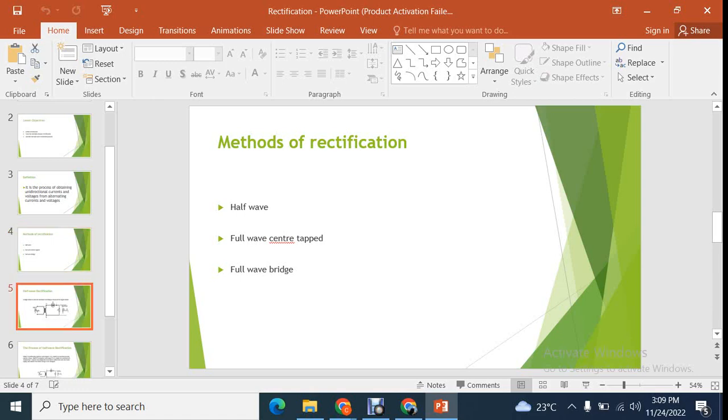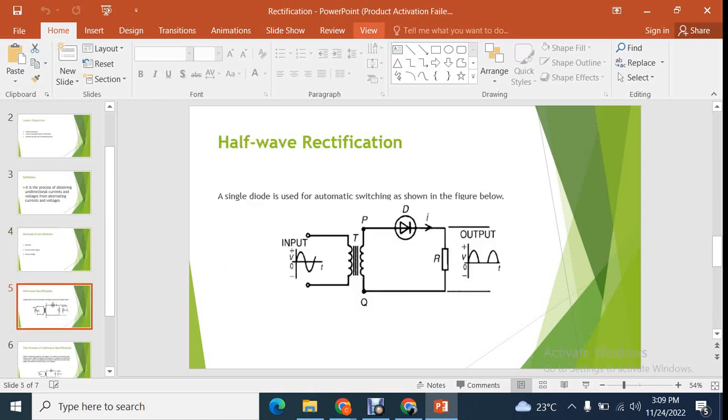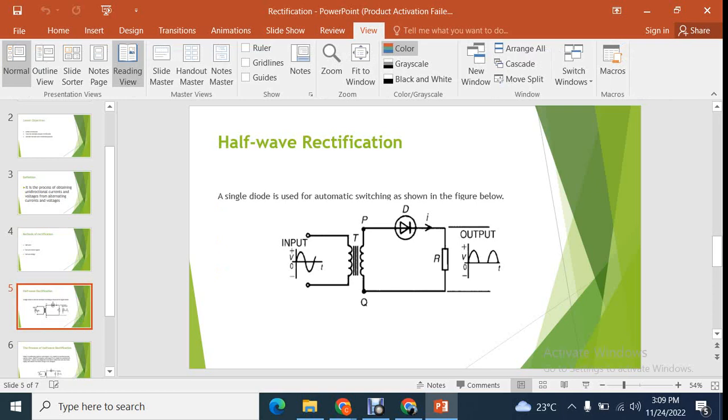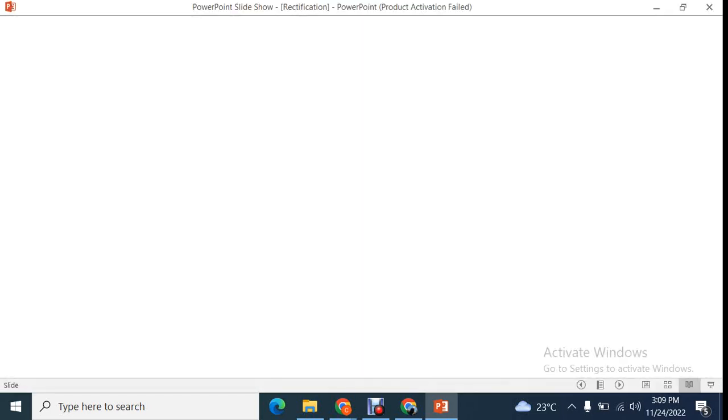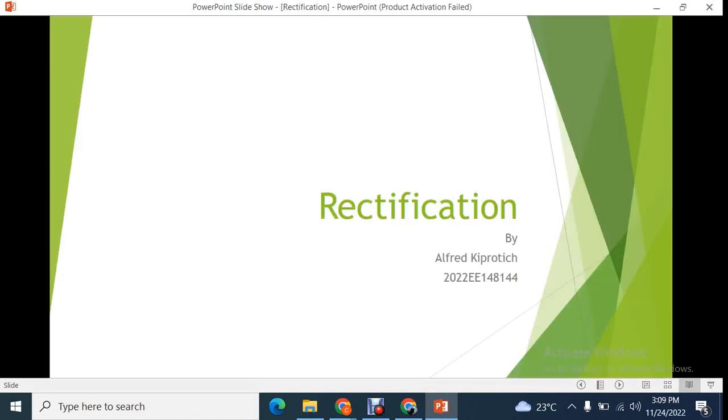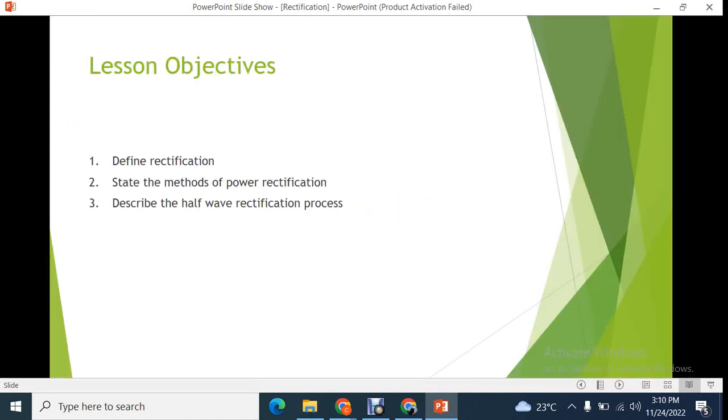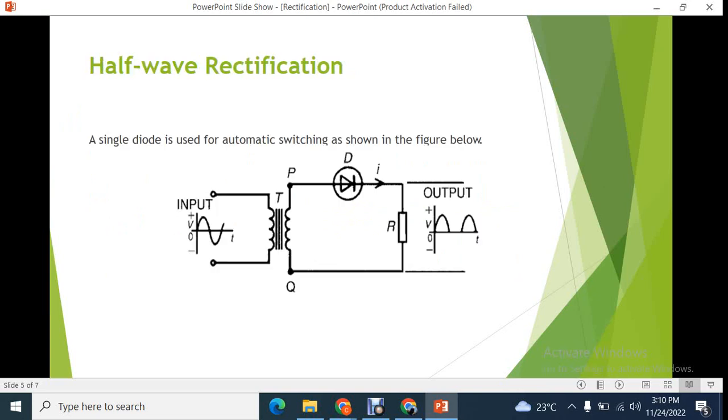And on the screen, I hope you're able to see what I've shared. It is the process of half-wave rectification, and you realize that this rectification process has an input. We also have the transformer, which is usually a step-down transformer.